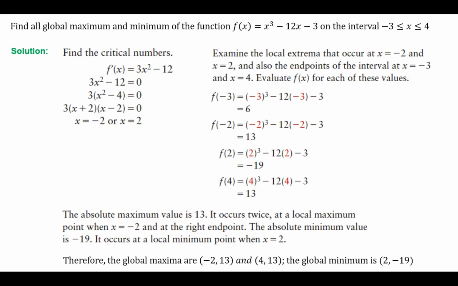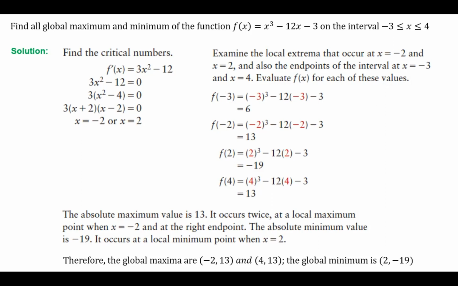So note here, there is no point such that the first derivative does not exist. Therefore, the only two critical numbers are x equals either +2 or -2. Then we examine the local extrema that occurs at x equals -2 and x equals 2, and also the endpoints of the interval at x equals -3 and x equals +4.